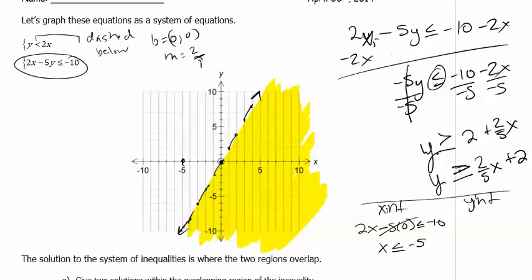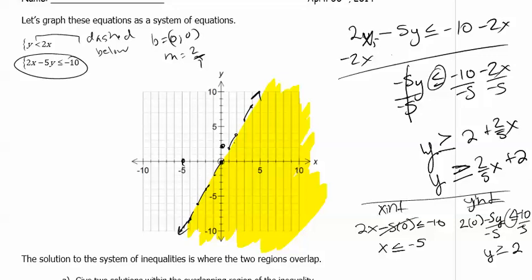And then I'm also going to find my y-intercept. This time I'm going to plug a 0 in for x. So that's going to be 2 times 0 minus 5y is less than or equal to negative 10. I'm going to divide by negative 5, and because I divided by negative 5, y is greater than or equal to 2. So (0, 2) would be the y-intercept.